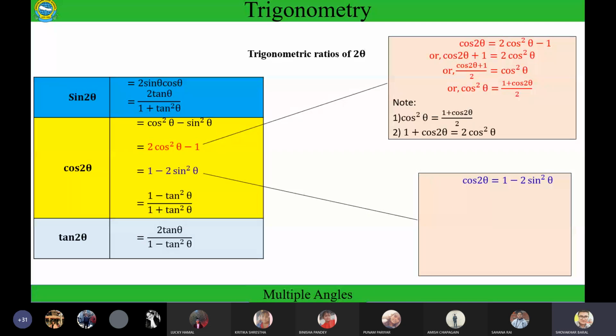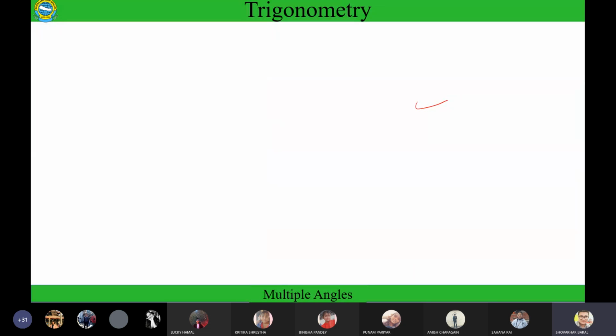Really for this one, sin square theta is equal to 1 minus cos 2 theta by 2, and 1 minus cos 2 theta is equal to 2 sin square theta. I think all of you have read this formula. Even if you have not read it, you still have more time. Please revise it, remember it, in fact devour it. Okay, so let's go to the next one.